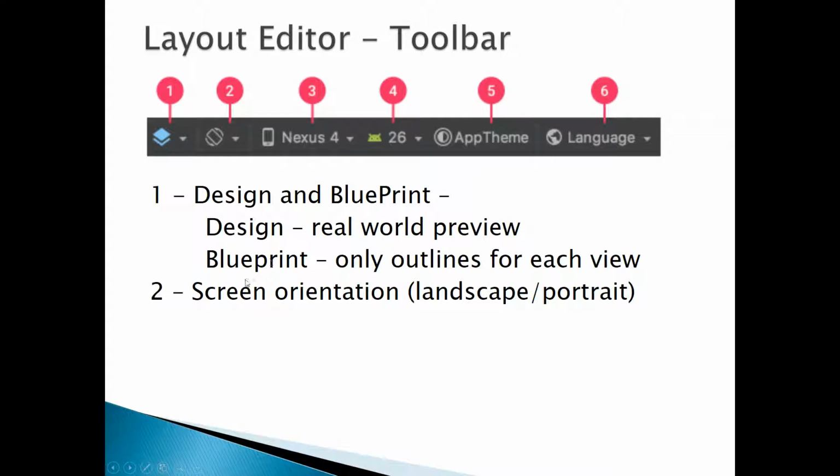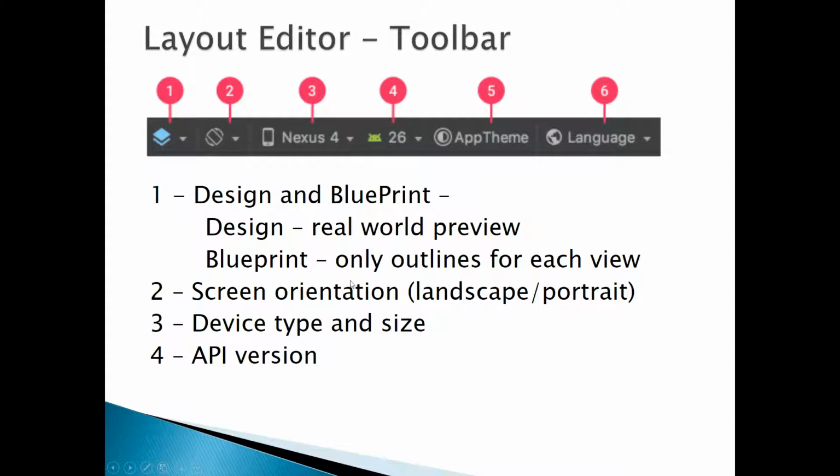Number 2, screen orientation. So very easy to switch between landscape and portrait with this button right here. Device type and size. So drop down here, all the different Android devices and their pixel resolutions, or aspect ratios. You can get those by dropping down here and selecting one. The API version that you'll be running on.